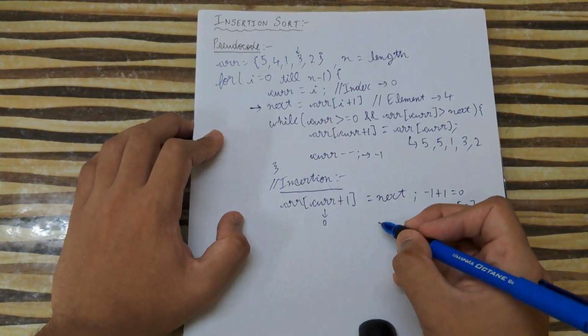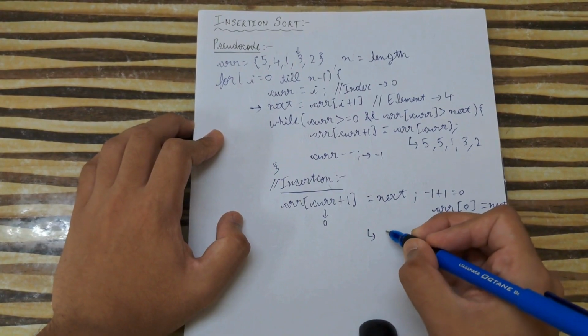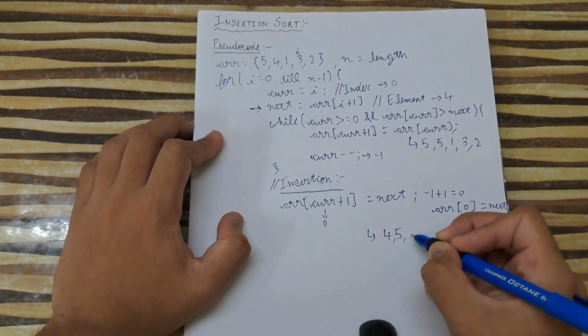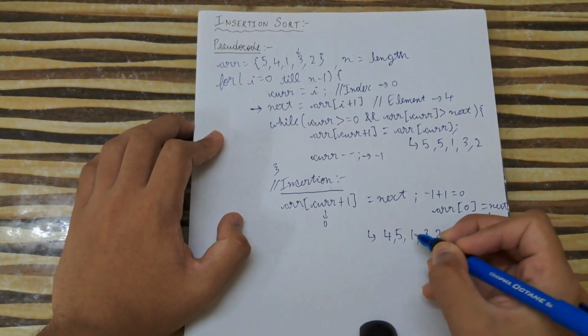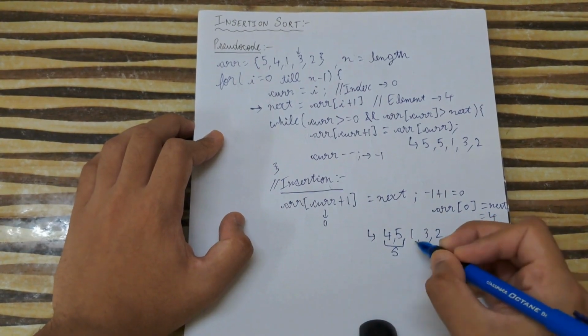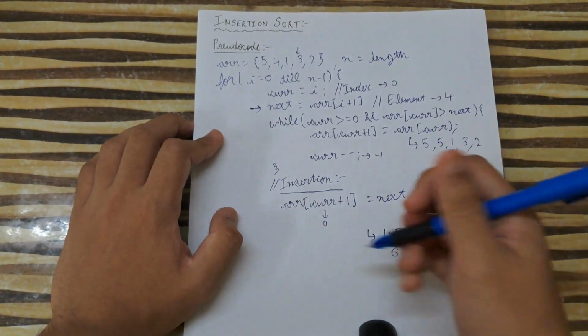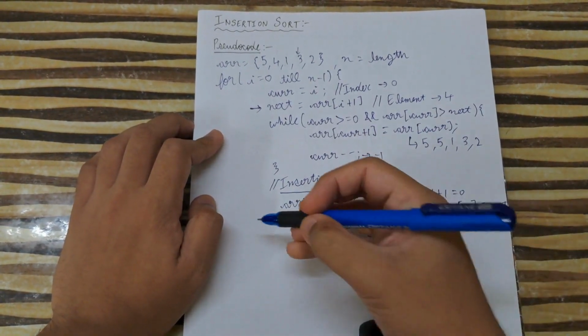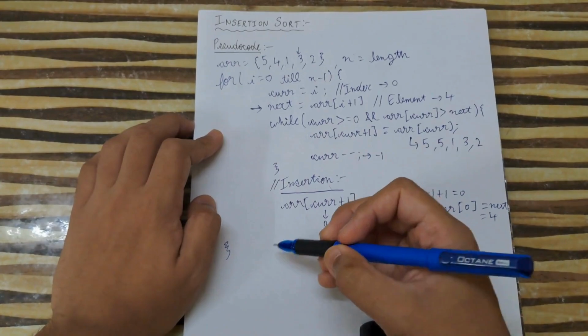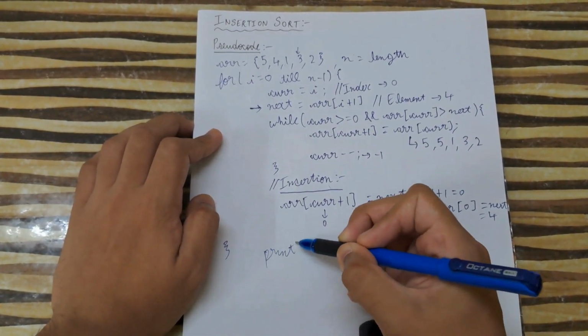And now after the first iteration, the new array would be 4, 5, 1, 3, 2. So 4 and 5, this is the sorted part now, and this is the unsorted part. Similarly, the loop will keep on going, and the array in the end would finally be sorted. In the end, we can just print the array.